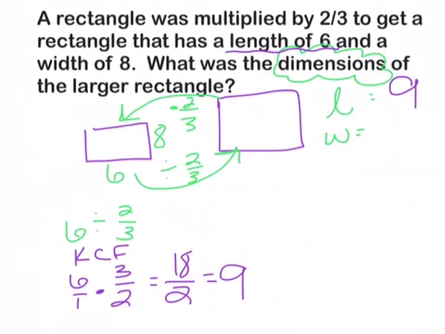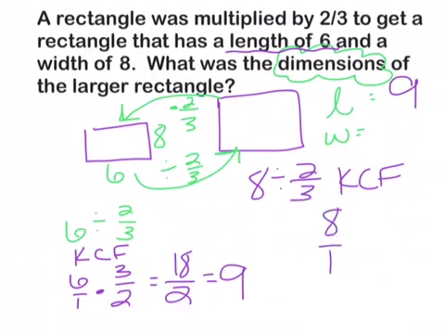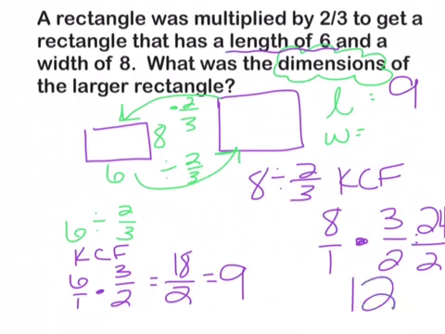It was 8. So I'm going to do the same thing. 8 divided by 2/3. Well, I have to keep, change, flip that. So 8 over 1. Change the divide to a multiply and flip my second fraction. So it becomes 3 over 2. 8 times 3 is 24. 2 times 1 is 2. 24 divided by 2 is 12. And since 8 was my width, that means the width of my larger one is going to be 12. It's that simple.